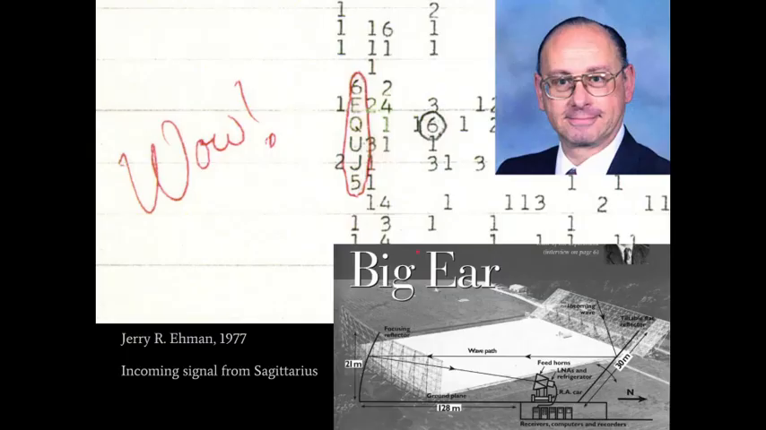We have maybe heard some things, though. This handsome man is Jerry Ehman. In 1977 he maybe heard the only thing we've ever heard from aliens, maybe. He was at this big ear telescope, sitting there listening to the sky, waiting for messages coming down. From space, a big wave, very strong, very intense, came down and hit the reflector and went right into the observatory. And this was the evidence of that wave hitting.